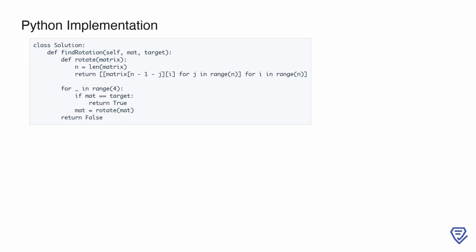3. Efficiency. The function uses a nested list comprehension for rotation, which operates in n squared time for each rotation, where n is the matrix size. Since there are at most 4 rotations, the total complexity is 4 times n squared, which equals O(n squared). 4. Edge cases. An already matching mat and target is handled by the initial comparison. All valid square matrices are supported, as the algorithm assumes mat and target are of the same size. This solution is concise and effective for the problem requirements, ensuring correctness across all possible inputs.